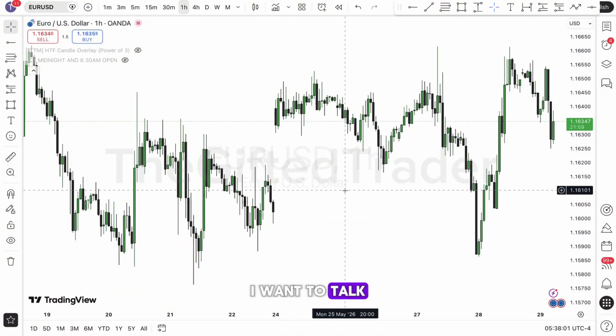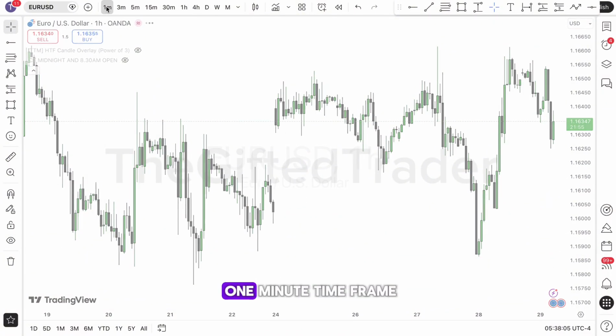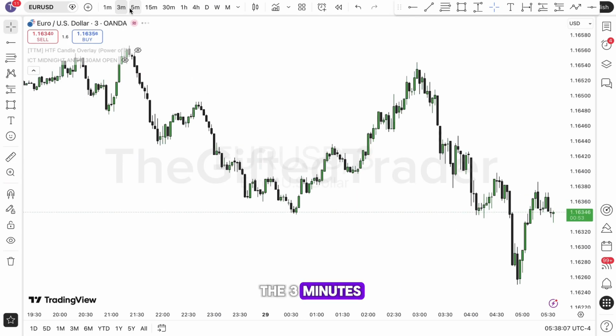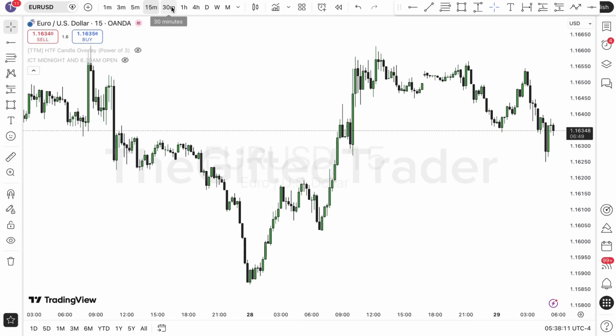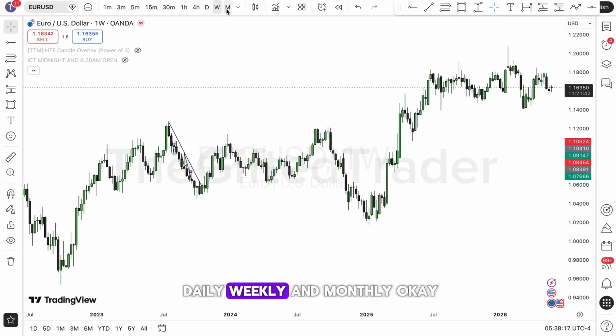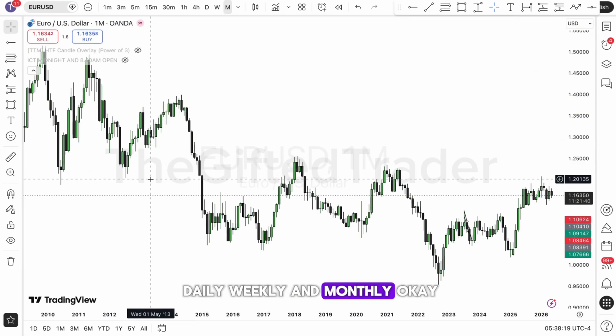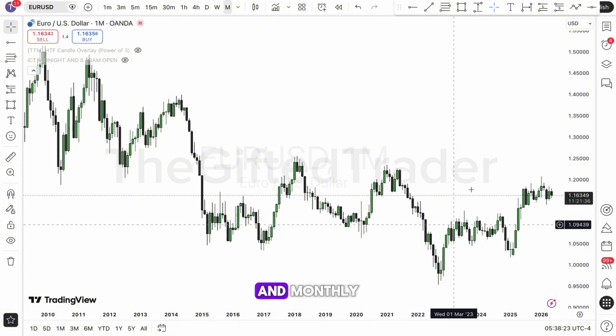Now, first of all, I want to talk about time frames. You can see this stuff right here. You can see the 1 minute time frame, the 3 minutes, the 5 minutes, the 15 minutes, 30, 1 hour, 4 hours, daily, weekly, and monthly.